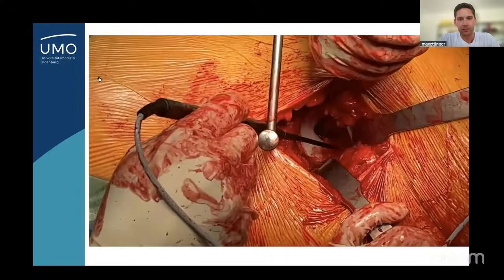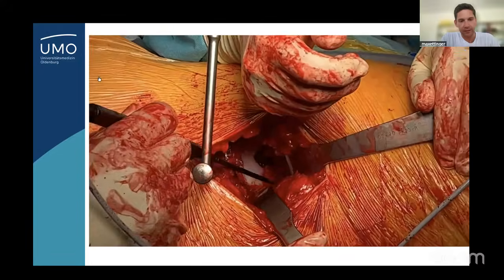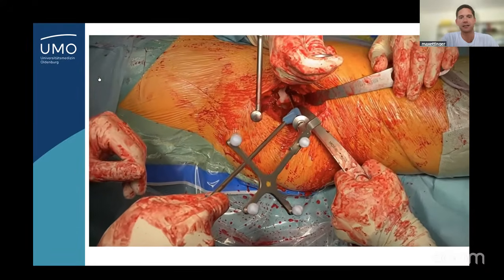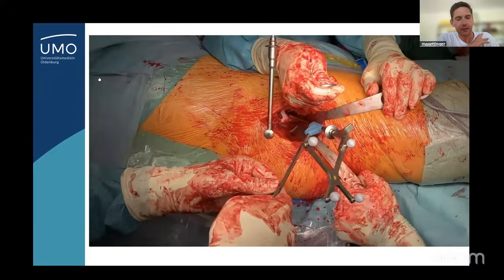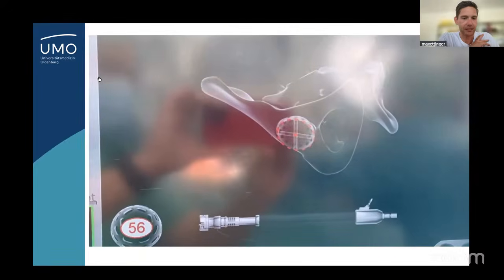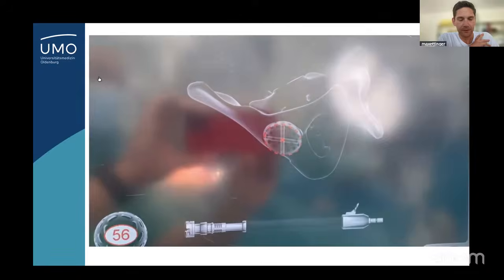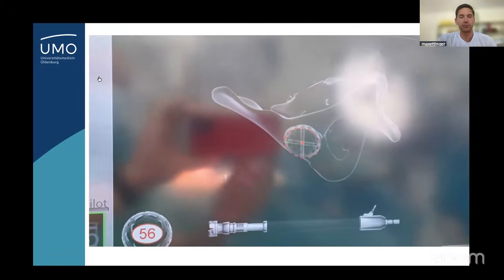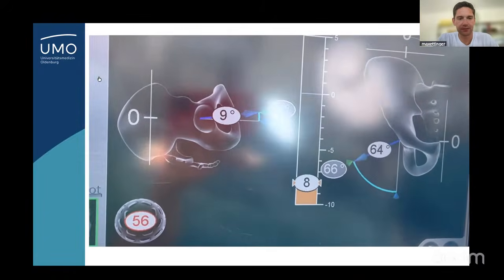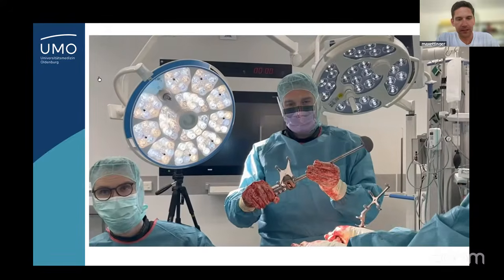And I do that resection with respect to my digital planning. Then I use a navigation system in order to place the cup exactly as I planned it. Here I just take the deepest point. I have the size, and then I will just move on with navigated reaming. As you see here, I'm away 8 mm from the deepest point. I have inclination and anteversion.